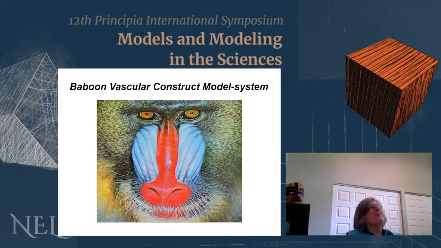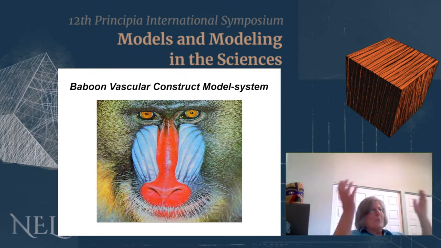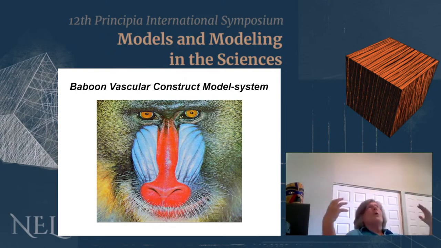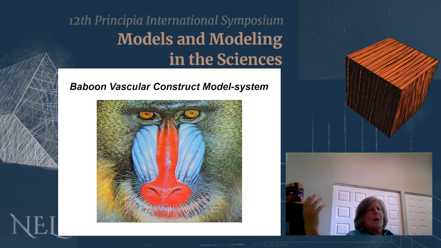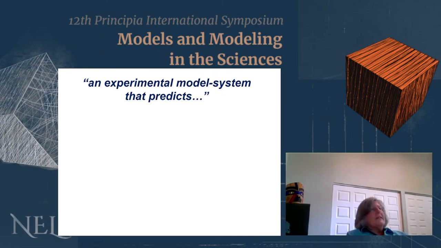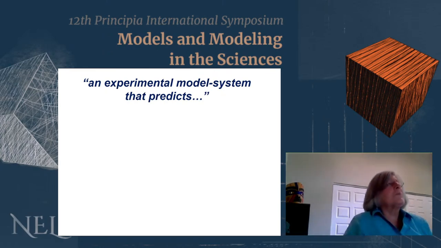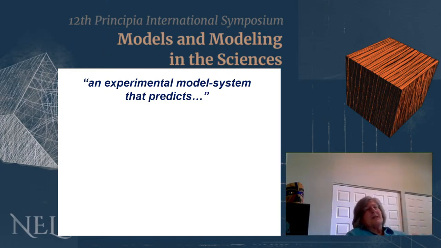Okay, the final system that we studied, the culmination of bringing everything together, was one that would instantiate more of the features of the cardiovascular system of humans. So they developed this baboon vascular construct. This is what she called an experimental model system that predicts what you hope would happen in vivo.